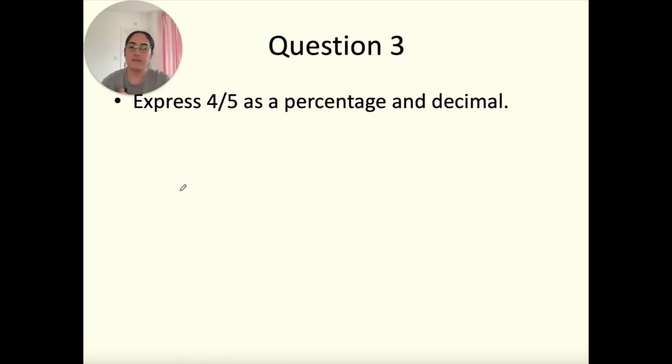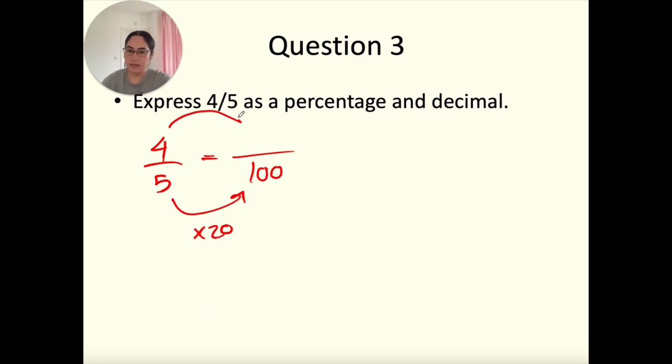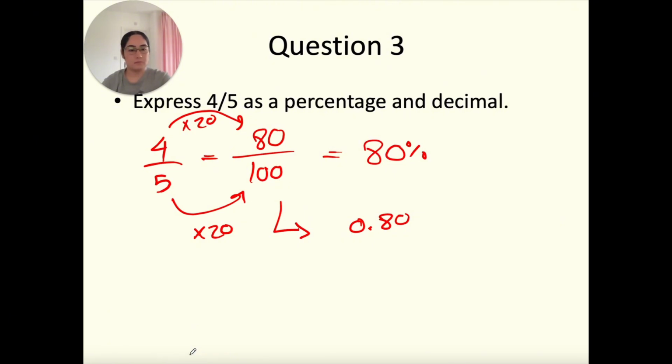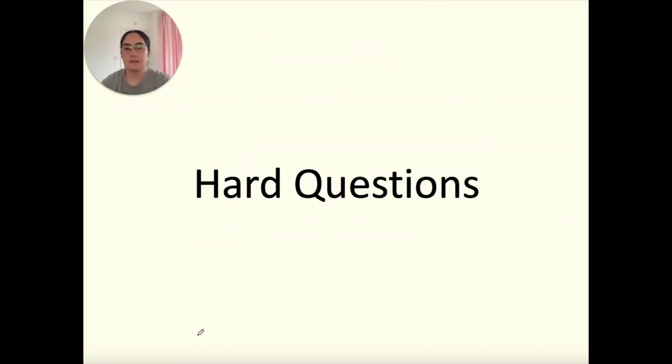Okay, question 3 says express 4 over 5 as a percentage and a decimal. If we want to convert it into a percentage, remember what we say: a percentage is a fraction out of 100, so we think about how do I go from 5 to 100? What do I times that by? I multiply that by 20. So what do I do to the 4? I do the exact same thing, times it by 20. 4 times 2 is 8, place the 0 there, and it's 80 over 100, which is the same as 80%, and we know 80 over 100 is equal to 0.80. Right? Hope that makes sense.